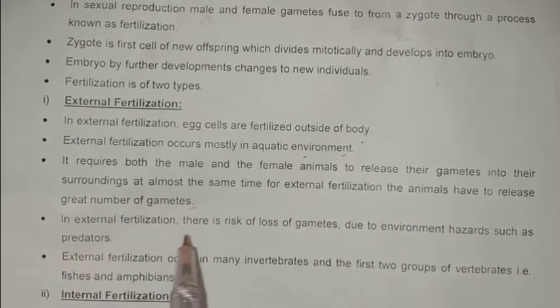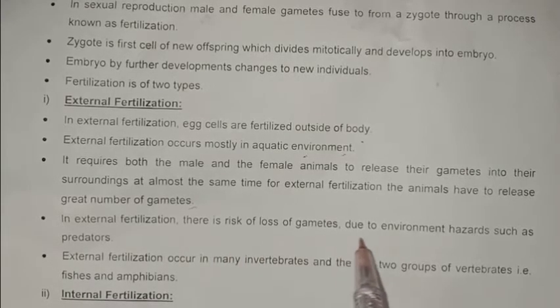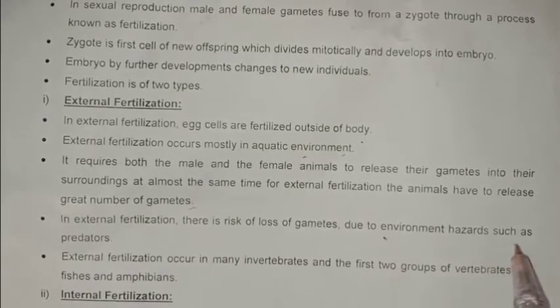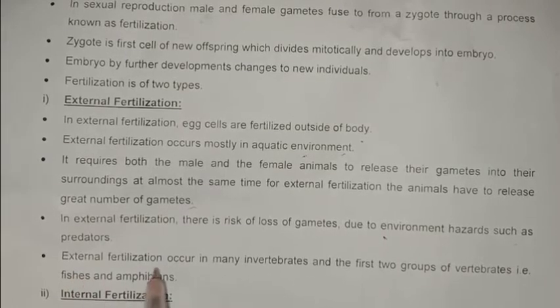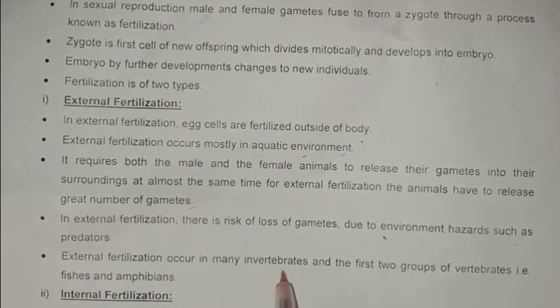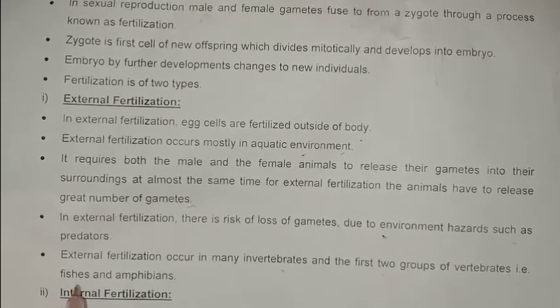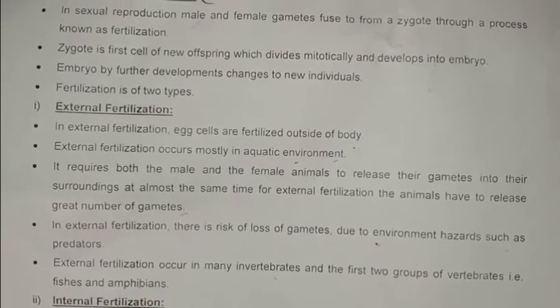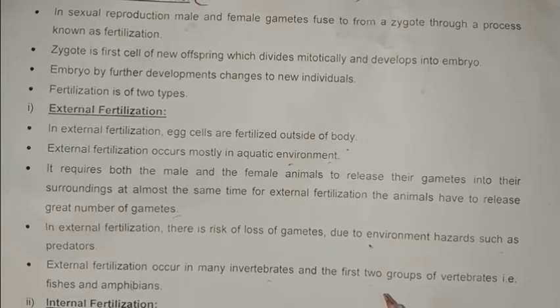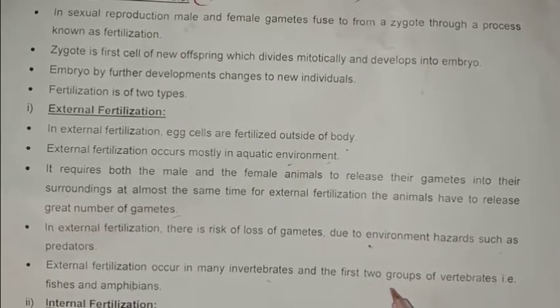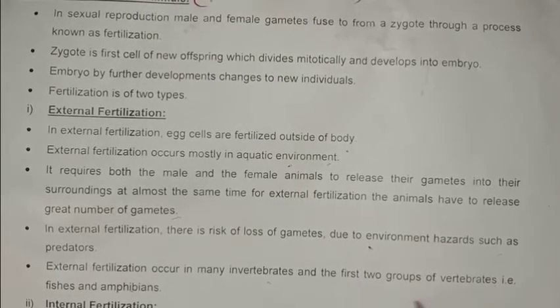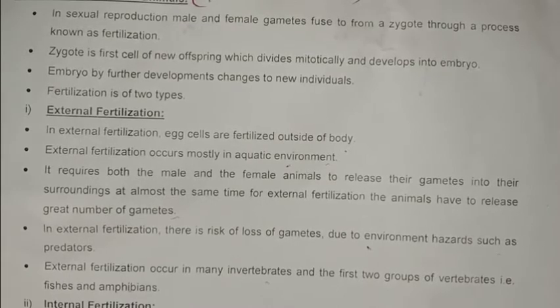In external fertilization, there is a risk of loss of gametes due to environmental hazards such as predators. External fertilization occurs in many invertebrates and in the first two groups of vertebrates, fishes and amphibians. For example, fishes and amphibians are fertilized by external fertilization.